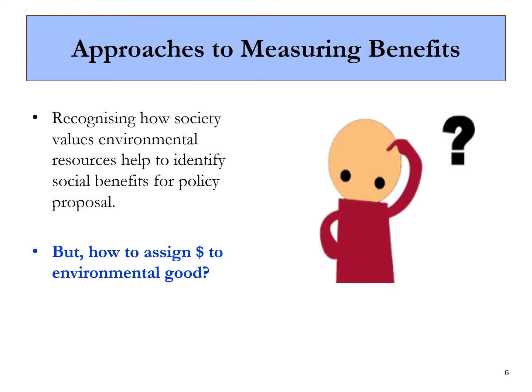Recognizing how society values environmental resources helps to identify social benefits for policy proposals. But how do we assign dollars or ringgit to our environmental goods? In other words, how do we put price tags on our environmental goods? Any idea on how to do it?